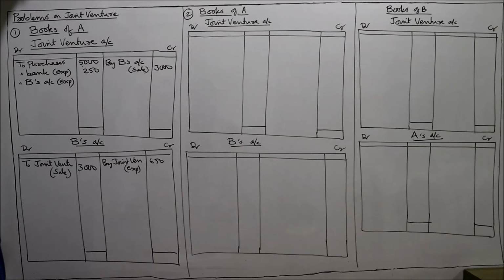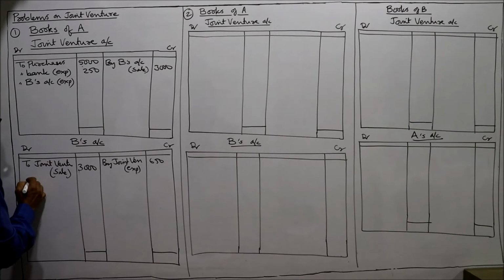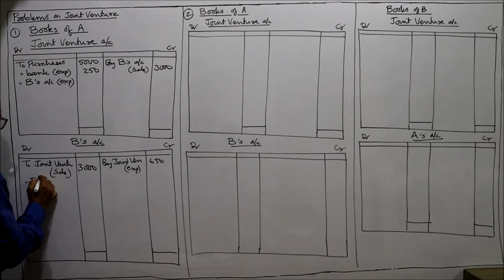Next, he also takes over goods of the value of 1,000 for his use in his own business. So B has taken 1,000 rupees worth of goods for his own business. So the entry will be B's account debit to joint venture. To joint venture.